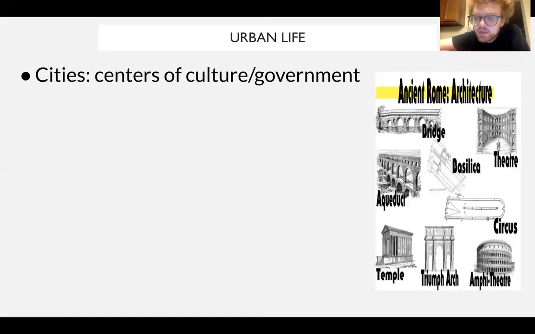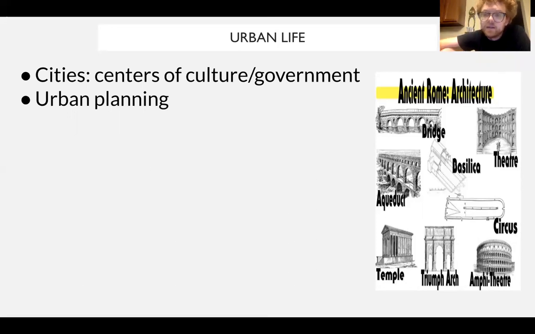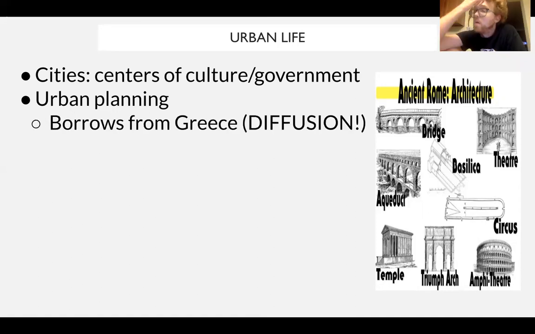Well, cities, as in any place in the ancient world, are centers of culture and government, and ancient Rome is no exception. But the big legacy of ancient Rome is going to be this idea of urban planning, explicitly making areas for public infrastructure. This is going to borrow heavily from Greek architecture, and this is an example of diffusion, the spread of Greek ideas. And how the Romans apply this stuff is an example of syncretism. It's combining Roman architecture with Greek architecture to make something new.